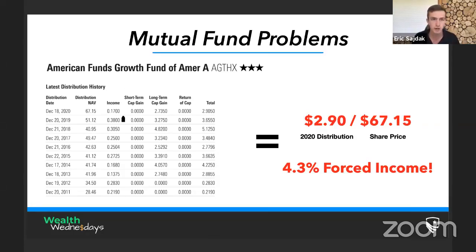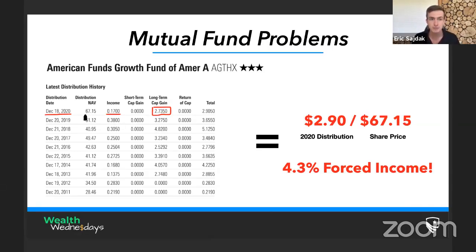And so this is a situation where if we just take their distribution history, you can find this on Morningstar. We look at 2020, you'll see that they have a few different types of distributions in here. They have income, which is likely going to be dividends. Dividends are passed through to the investor. But then you'll see here, they generated $2.73 of long-term capital gains. So this is from making different moves inside of their fund that's then passed through to the investor.